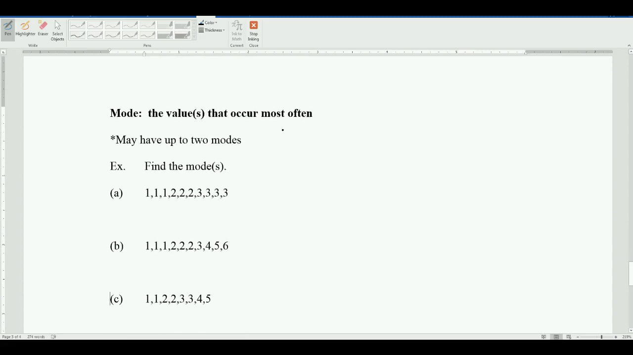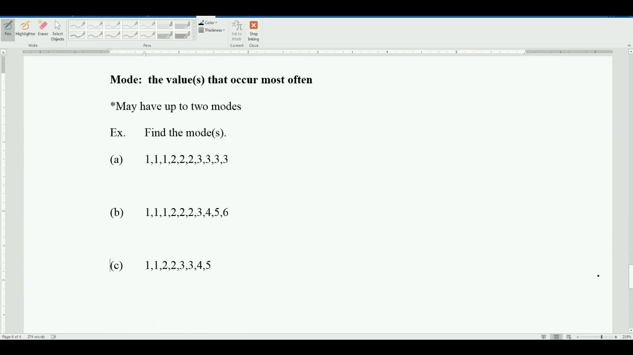Modes. Modes are the values that occur most often. Doesn't mean they occur more than once. It just means the one that occurs most often. And in this book, you're allowed to have up to 2 modes. If it has more than 2 modes, that's the same as saying no modes. So let's look at this example. We have 3 1s, 3 2s, and 4 3s. So the mode is the data value of 3. It has nothing to do with these down here. It's the value that occurs most often. The 3 occurs most often. So that's why the mode is 3.